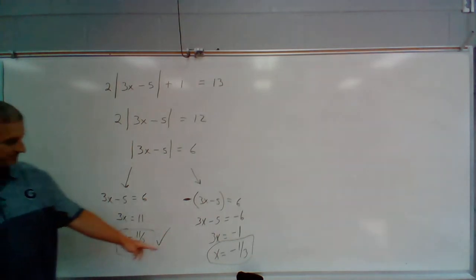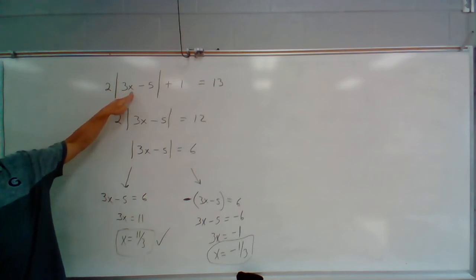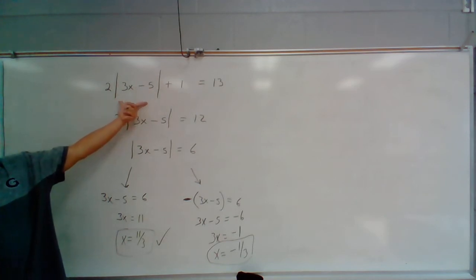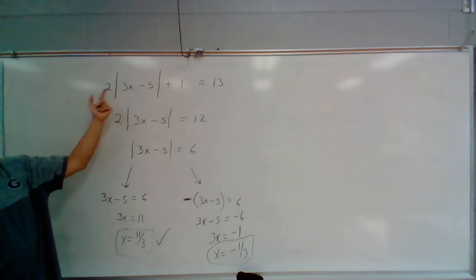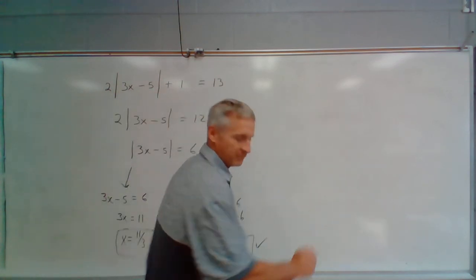Let's try this one, -1/3. So 3 times -1/3 is -1. -1 minus 5 is -6. Absolute value of -6 is 6. 2 times 6 is 12. 12 plus 1 is 13. That one works.